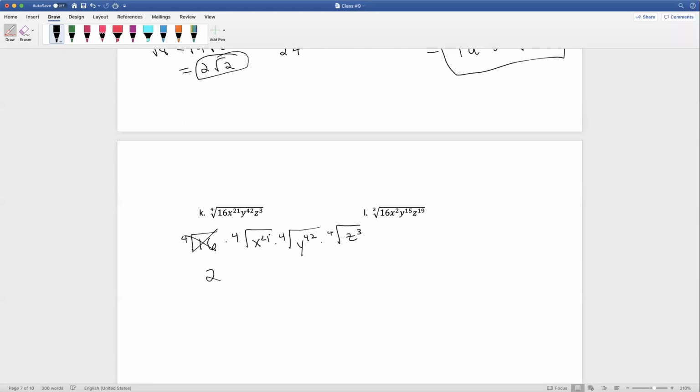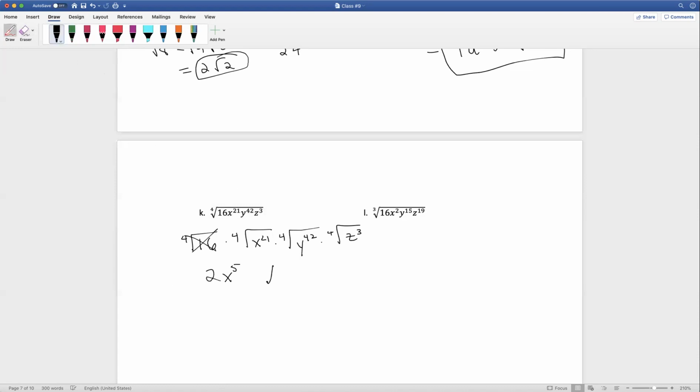Now let's take a look at the 4th root of x to the 21st power. So we know that we can simplify this because the exponent's larger than the index. We need to figure out how many times 4 goes into 21, or what's 21 divided by 4. Well, we know we can get 5 complete groups of 4 out of it. And then what are we left with? So this is on the outside. What are we left with? What are we going to be left with on the inside of the radical?